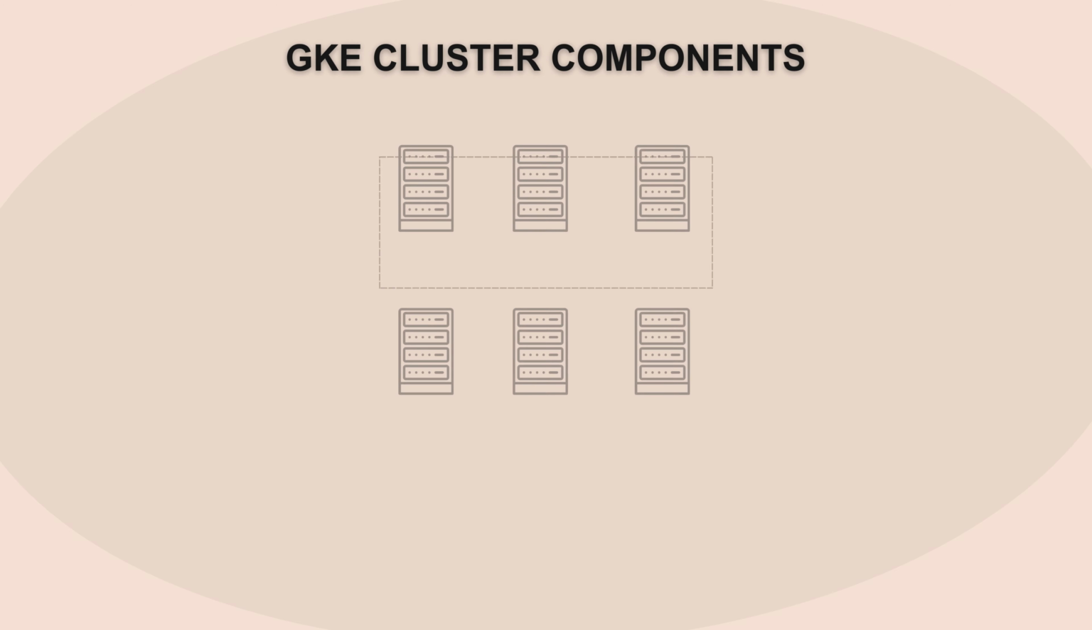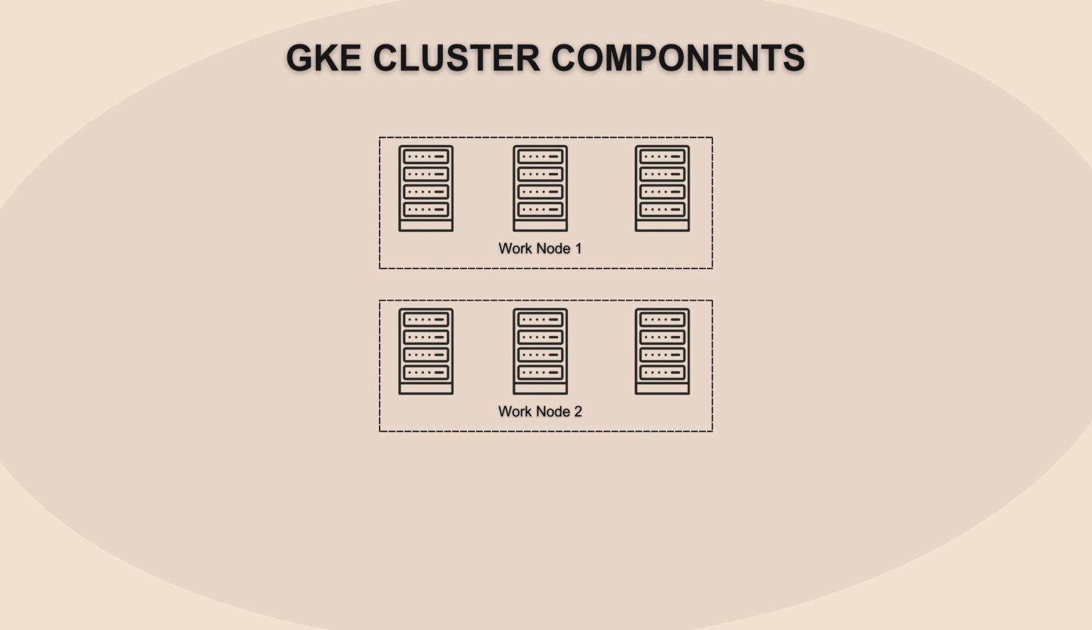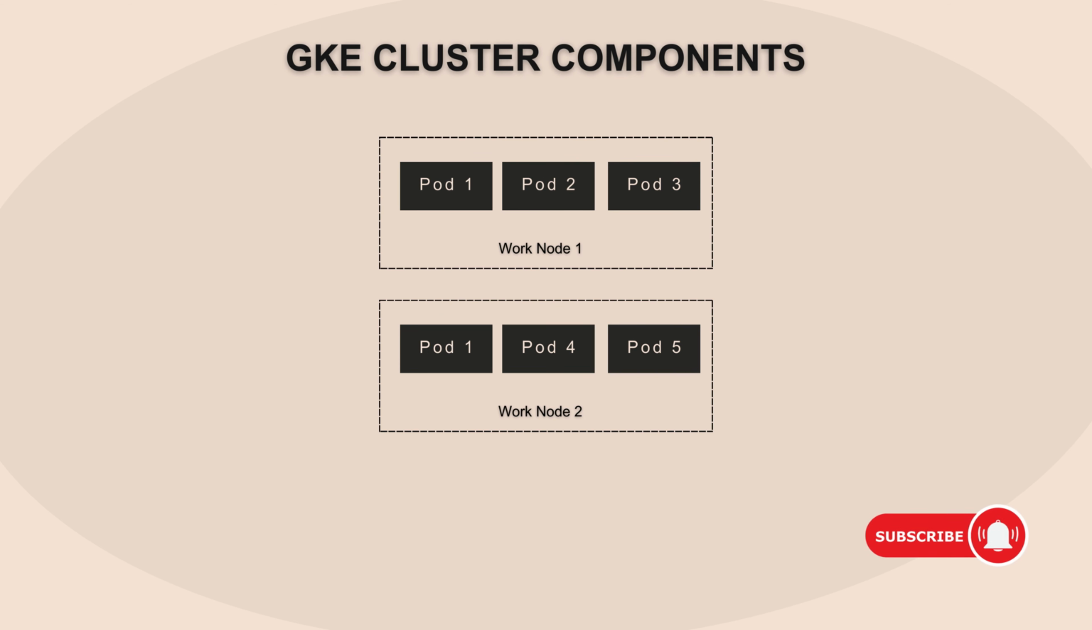Understanding the key components of a GKE cluster is crucial for leveraging its full potential. Nodes, the machines, VMs, or physical servers that run containerized applications. Pods, the smallest deployable units in Kubernetes, typically containing one or more containers. Clusters, a collection of nodes managed by Kubernetes.